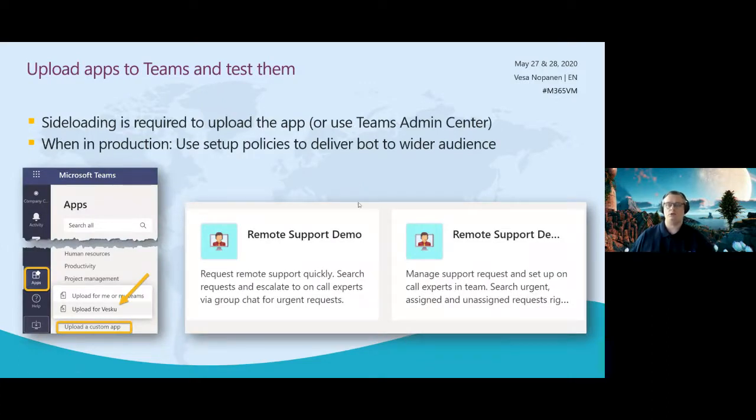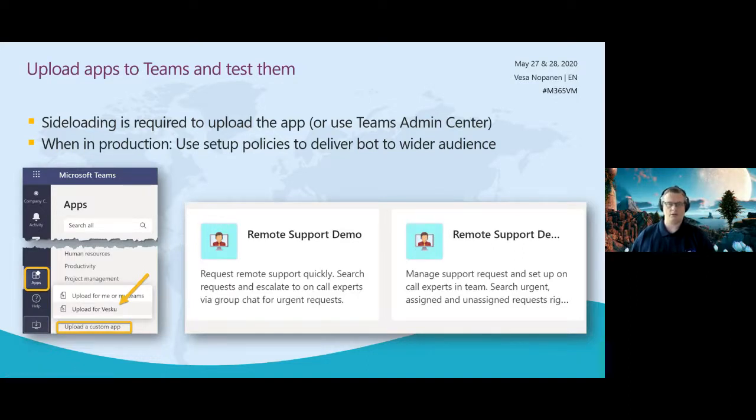And you can go to Teams, in the apps, and start uploading a custom app. And you just select those zip files and you can upload them, and then you can install them to yourself and check out if this works. And when you are going for production or you have a wider audience, you can use the Teams Admin Center and set up policies to deliver the bots automatically, for example, to this left rail.